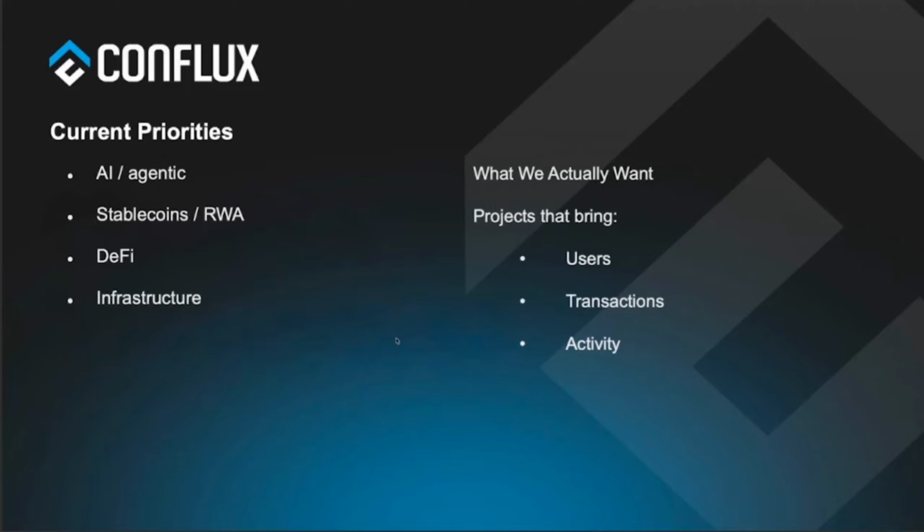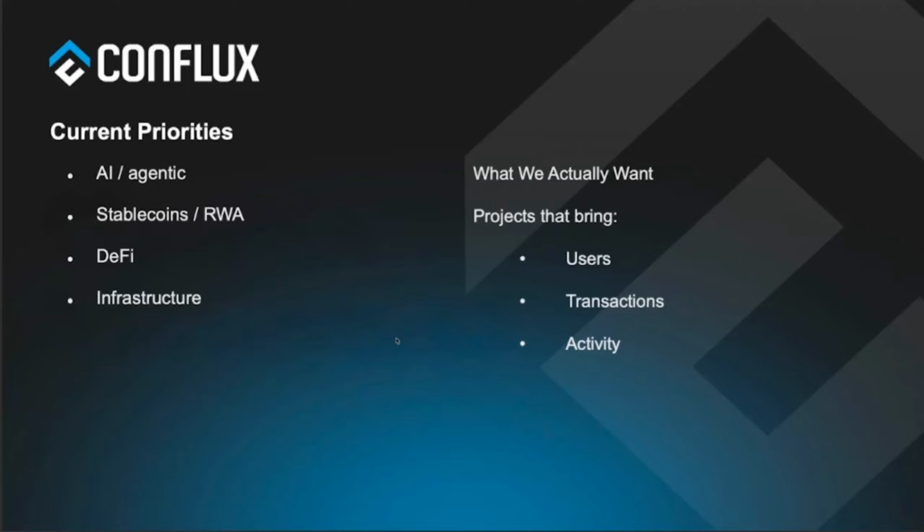Just to clarify something, the current priorities that we have can be different or changed, depending on the market conditions or the trends. So feel free to reach out to us, even if your project is not one of these or does not fit into any of these. We can discuss, and we'll find a solution. And infra projects are always welcome.